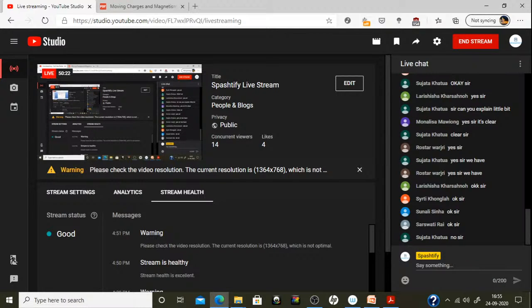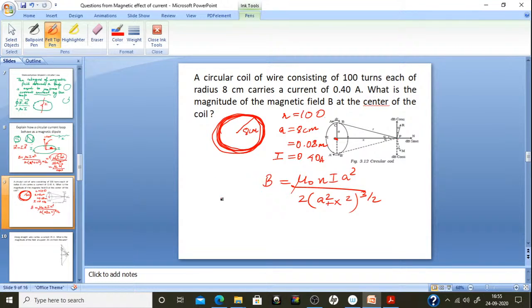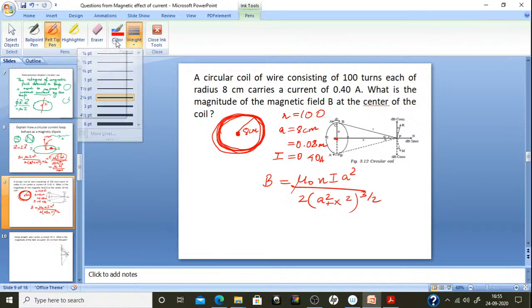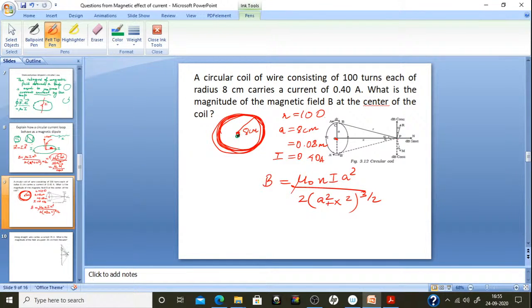Okay, again, the question is, find the magnetic field B at the center of a coil, right? At the center, so that means at this point marked with green. Let me mark with green. They are asking us to find the magnetic field B at this point, such that the number of turns here is 100, the radius is 8 centimeter, and the current carried by this coil is 0.40. So I need to find a formula for the magnetic field B at the center.